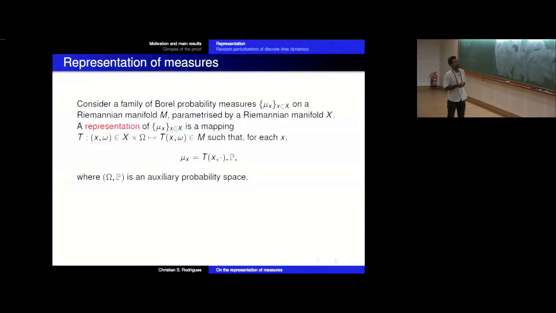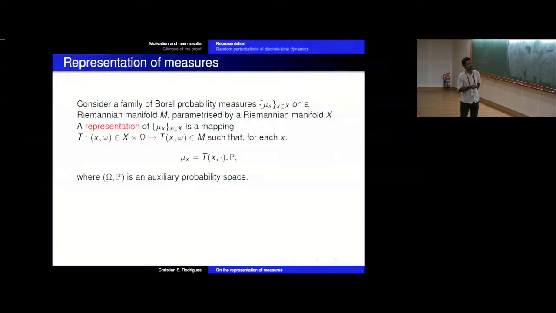And then what we call a representation of this family of measures is a mapping that takes the point x in X and one random variable in a space that is not so important here, just an auxiliary space, and then returns to us a map, T of omega and x on M, such that the push forward of the measure P on this space by the map is equal to mu x. Okay, seems very abstract, and it is, but it will become clear in the context of dynamics.